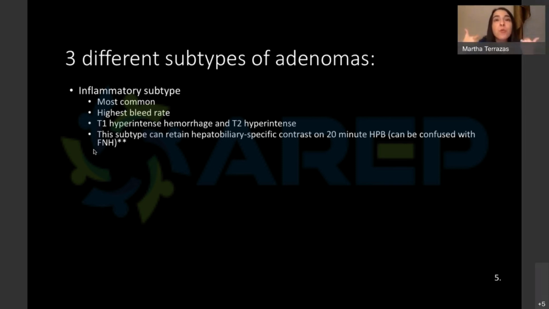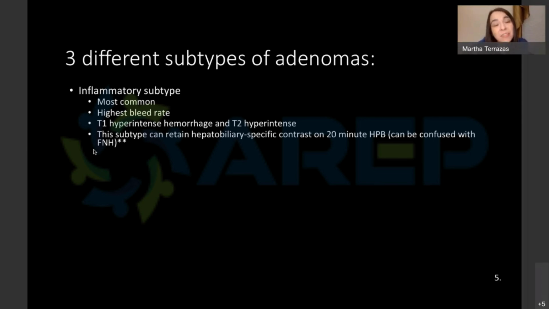So you think to yourself, well, what is a bleeding liver lesion going to look like on MRI? On MRI, they're going to be T1 hyperintense on pre-contrast imaging. And they can also sort of be T2 hyperintense, but really that T1 weighted sequence, if it's bright on your T1 weighted sequence, you know that this thing is bleeding, and you're thinking adenoma, and specifically inflammatory subtype.